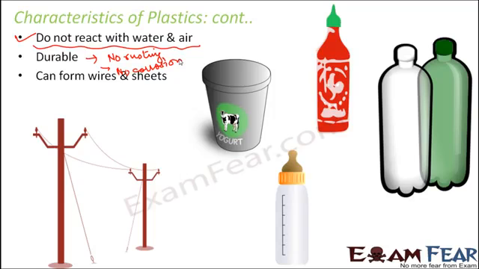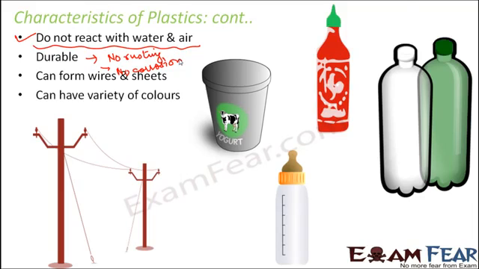They can form wires and sheets. They are so flexible that they can not only take different shapes, they can even form thin wires or thin sheets. So because of so many properties and so much flexibility, plastics are very popular for making items in our day-to-day life.